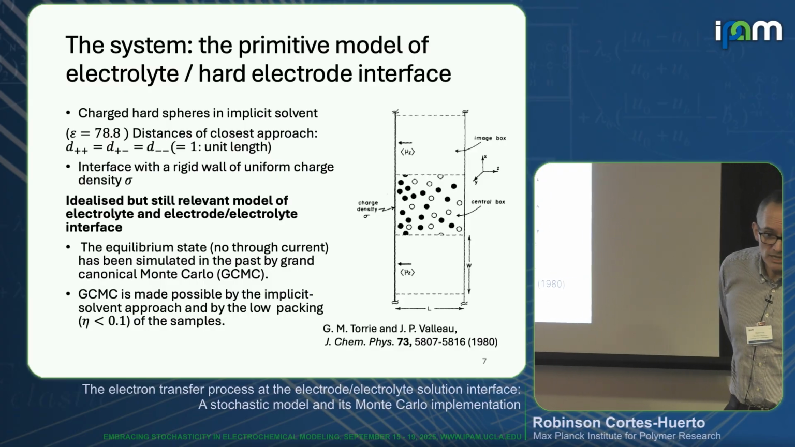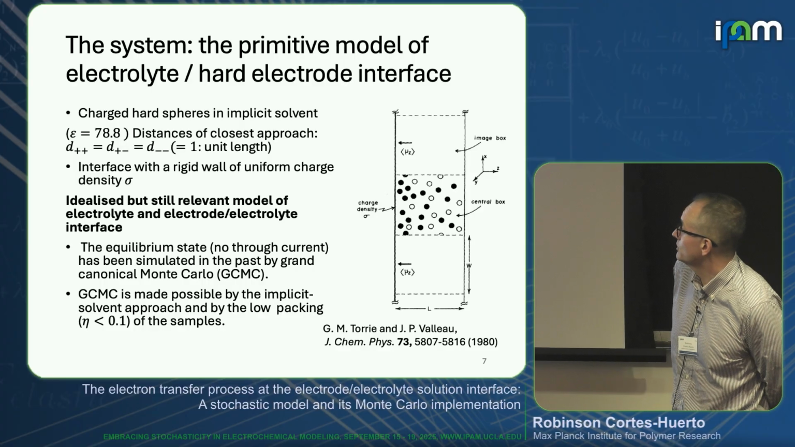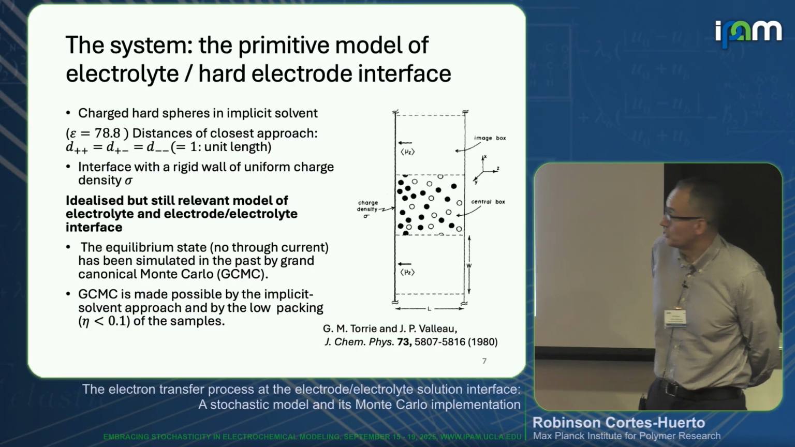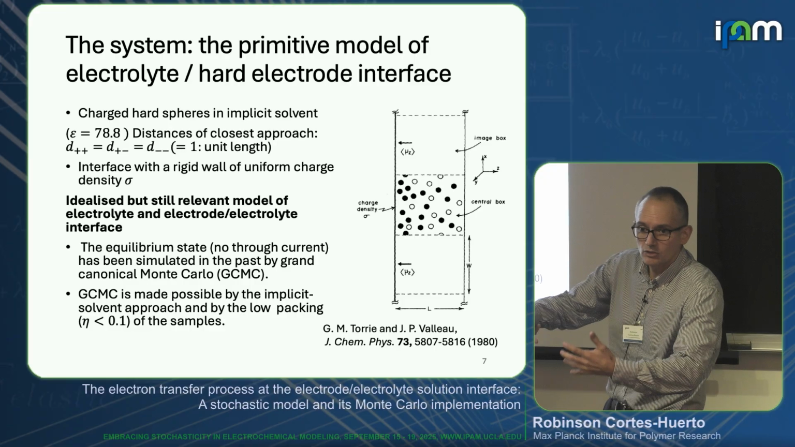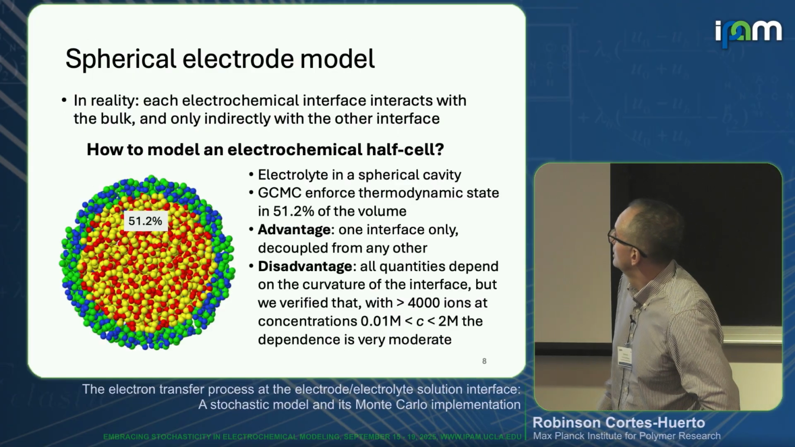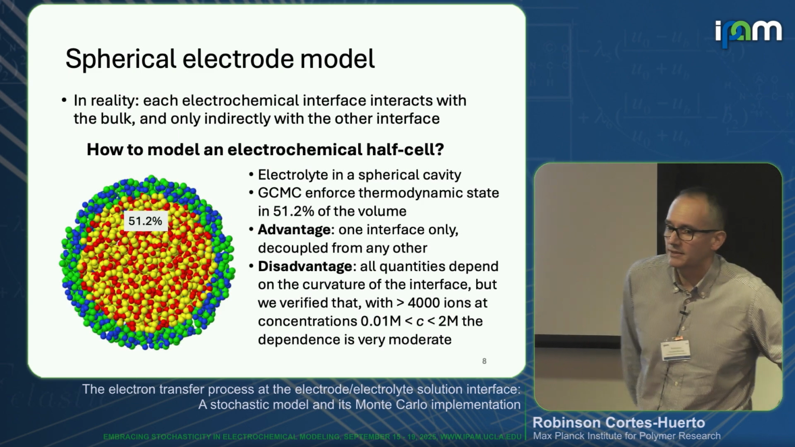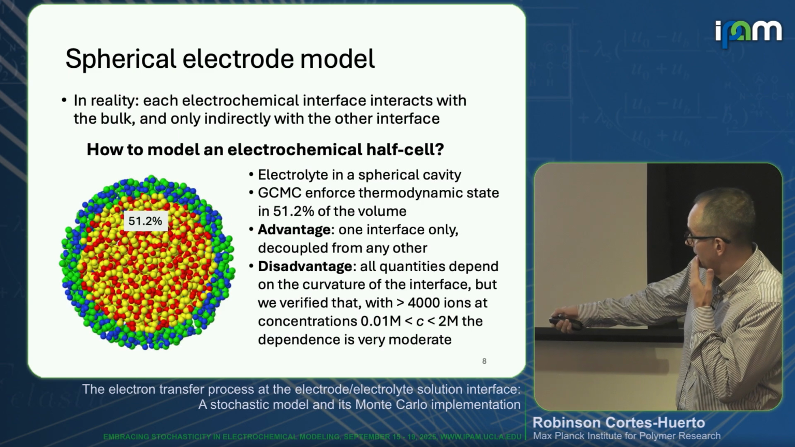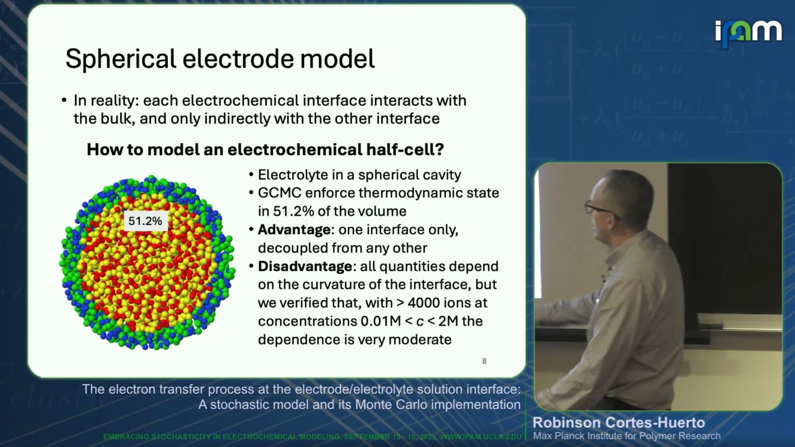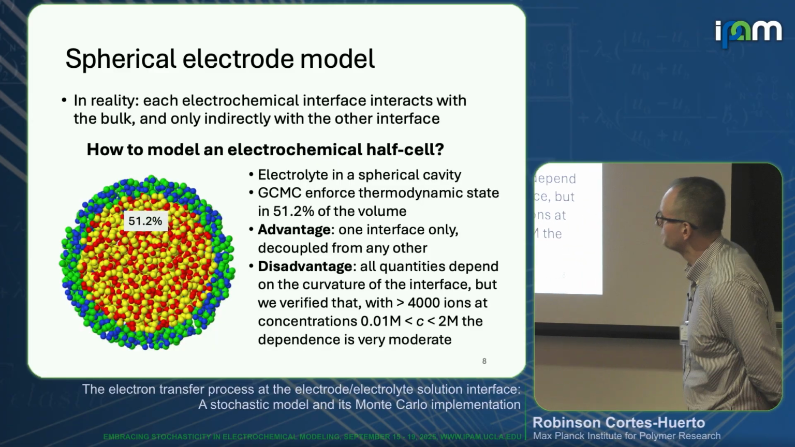This model is very idealized, but still very much discussed in the literature. The equilibrium state of this system has been characterized using Grand Canonical Monte Carlo. This is possible because of the implicit solvent approach, because of the low packing of the ions, and also because of the low Coulomb coupling in the system. Then we consider a spherical electrode model, which you can see here, representing the different spheres, the cation and anion. Now it makes sense why I was drawing the electrode with some curvature at the beginning of the presentation.